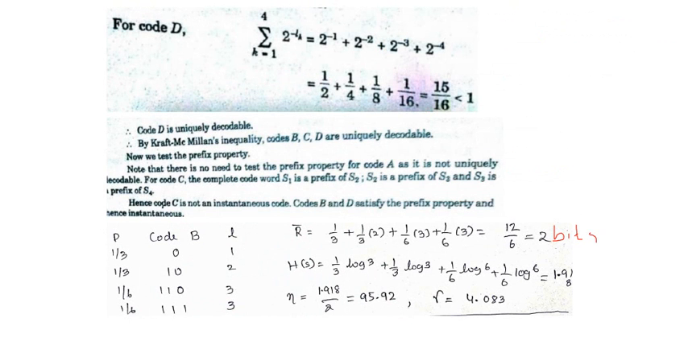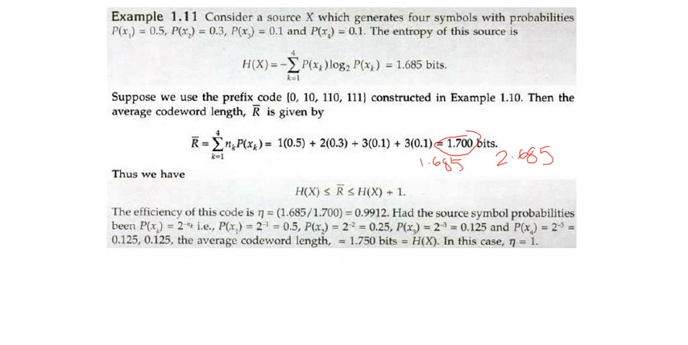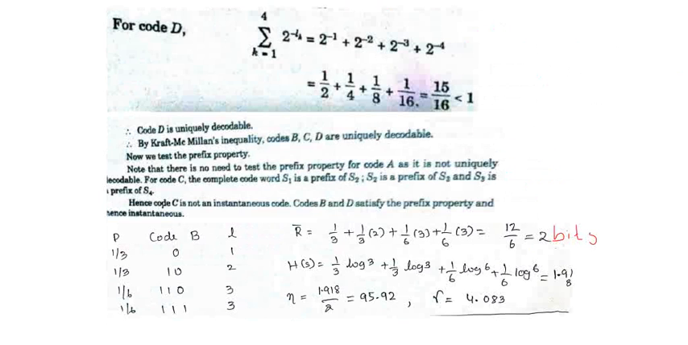And H of S, the entropy. Entropy of source X, again that is defined as summation of k from 1 to L of P of xk log P of xk. So this probability 1 by 3 log 3, 1 by 3 log 3, 1 by 6 log 6, 1 by 6 log 6, that will come to around 1.918 bits.